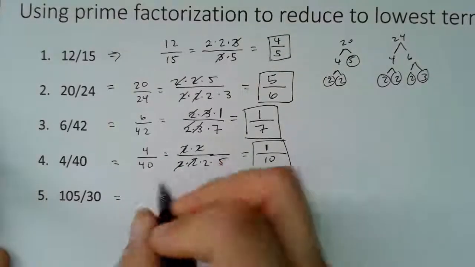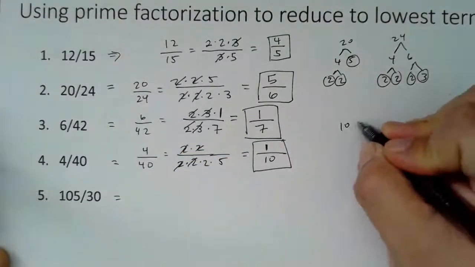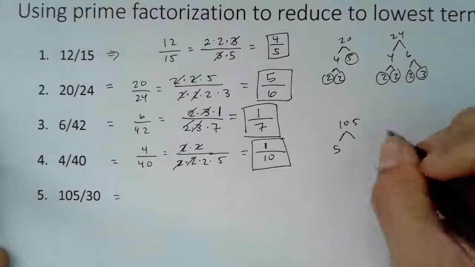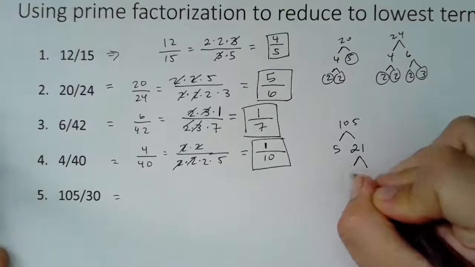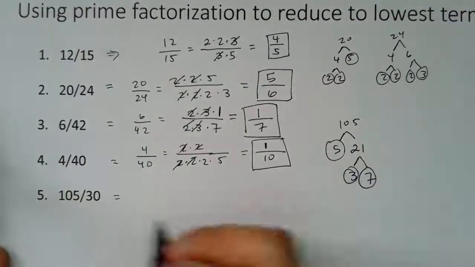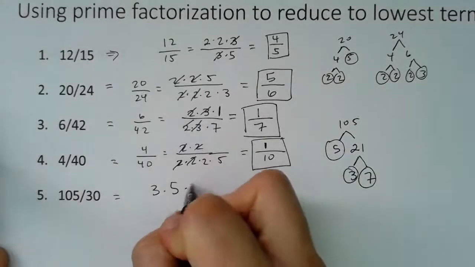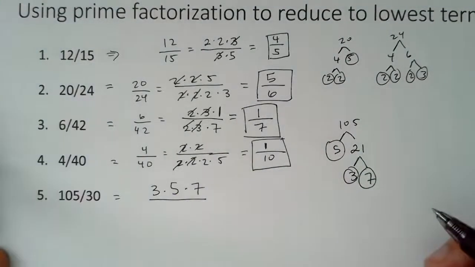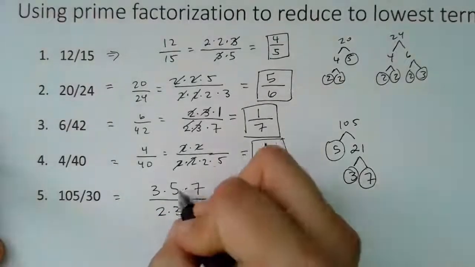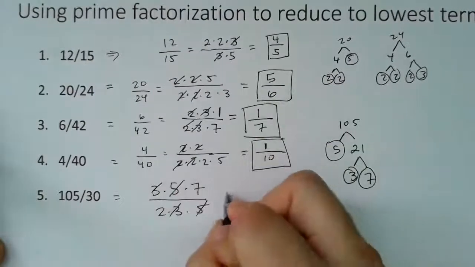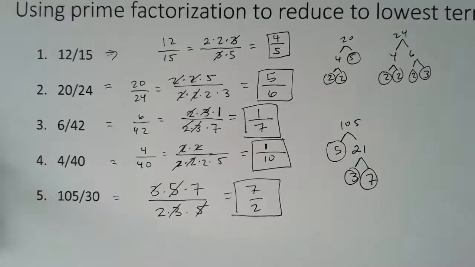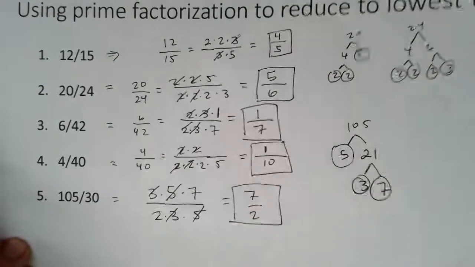And then 105 over 30. So let's go ahead and take the prime factorization of 105. We know that that's 5 times 21, and 21 is 3 times 7. So the prime factorization of 105 is 3 times 5 times 7. And the prime factorization of 30, well, that's just 6 times 5, so 2 times 3 times 5. So the 5's will cancel out, the 3's will cancel out, and you'll get 7 over 2. And that's lowest terms. Okay, and that is pretty much it for this section.